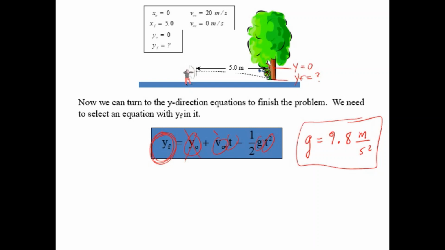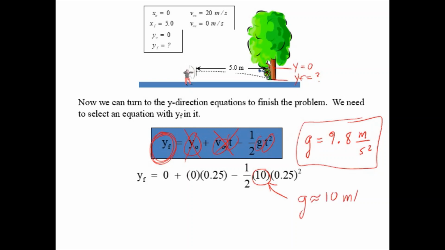So this term and this term are zeros, and we end up with just y final equals negative 1/2 times 9.8 times 0.25 squared. Now here I've demonstrated for you this process of saying, well, let's simplify our math by just making g equal to 10. G is approximately 10 meters per second squared.